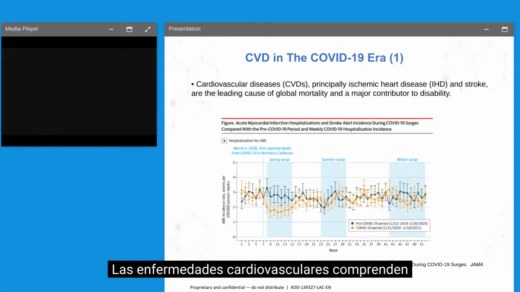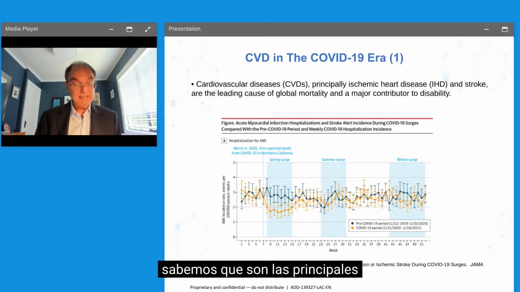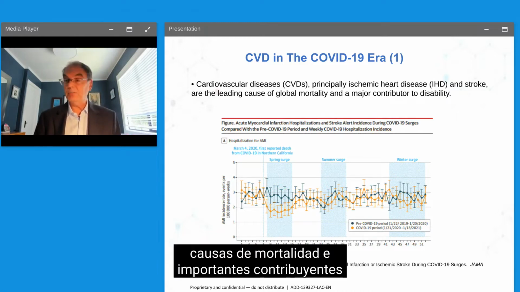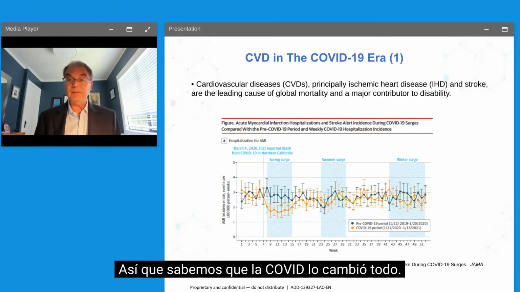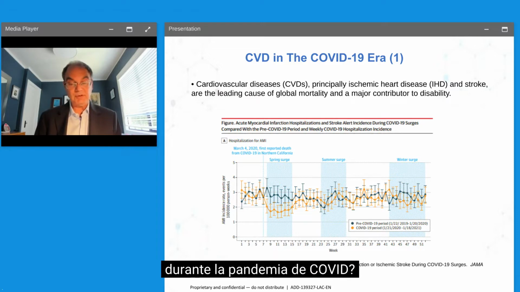Cardiovascular diseases, which comprise mainly ischemic heart disease and stroke, we know that they are the leading causes of mortality and a major contributor to disability worldwide. So we know that COVID changed everything. So what happened to cardiovascular disease during COVID and the COVID pandemic?